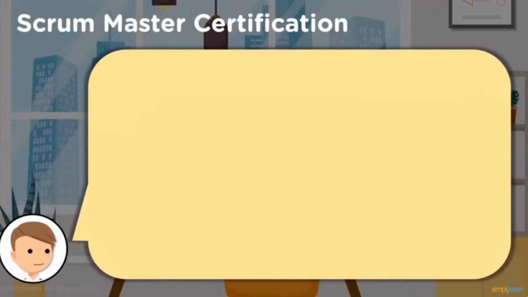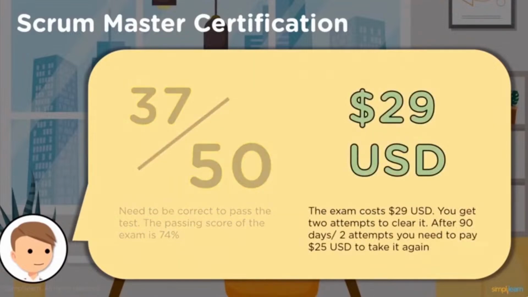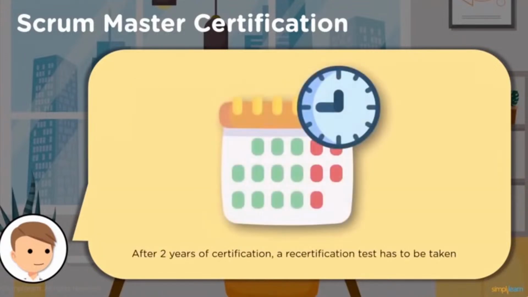Let's get to the exam. The exam is of 1 hour and it has 50 questions in it, and you need to score at least 37 to pass the exam. The exam costs around $29 to $30 and you have 2 attempts to clear. After 90 days or 2 attempts, you'll need to pay $25 to write the exam again. Once you are certified, you'll need to recertify yourself by taking an exam again after 2 years.